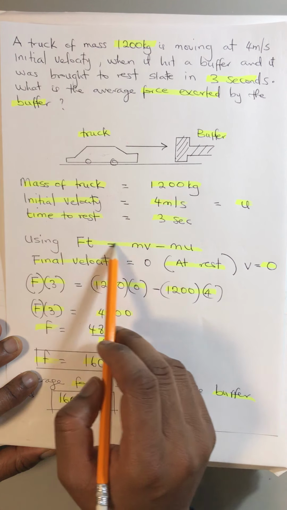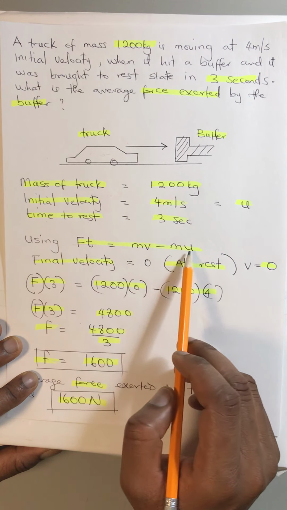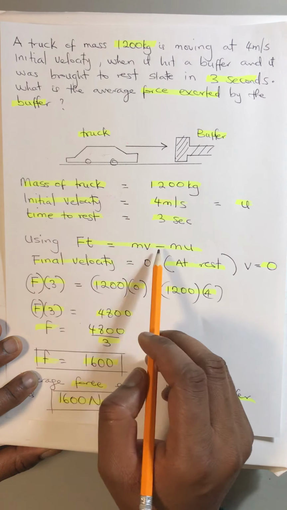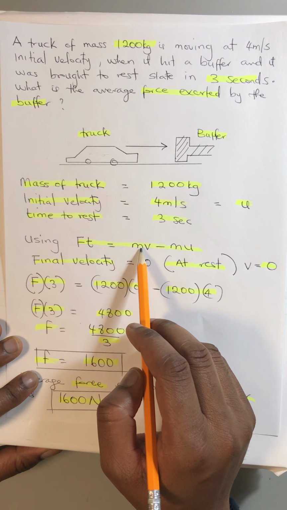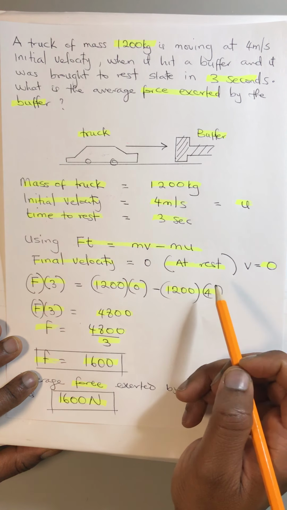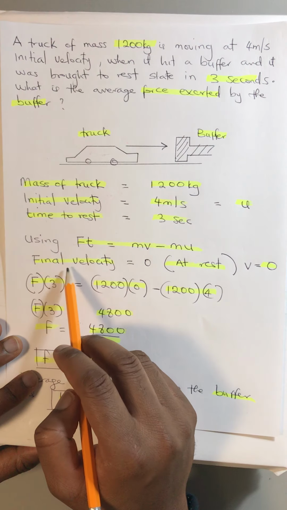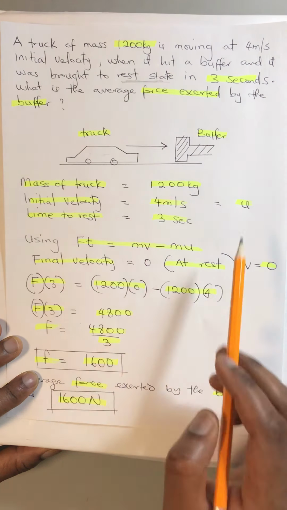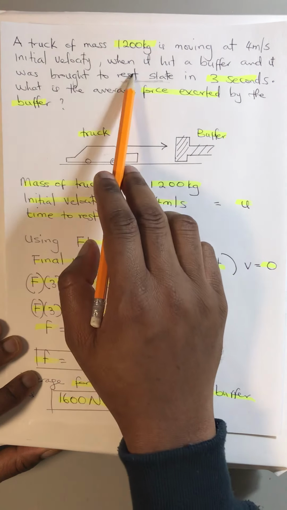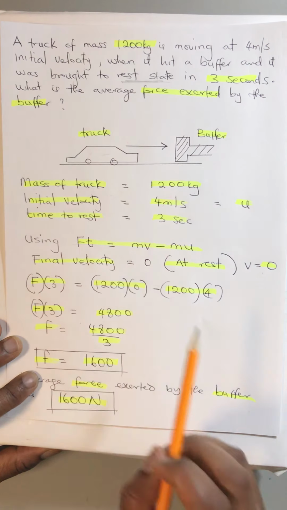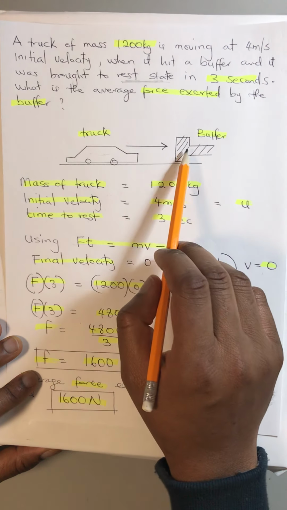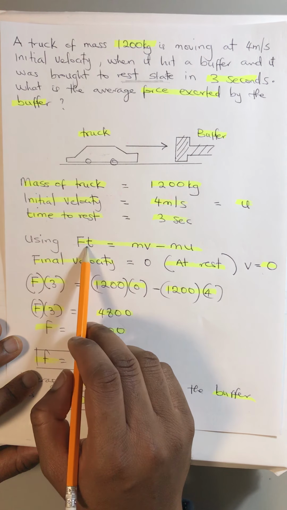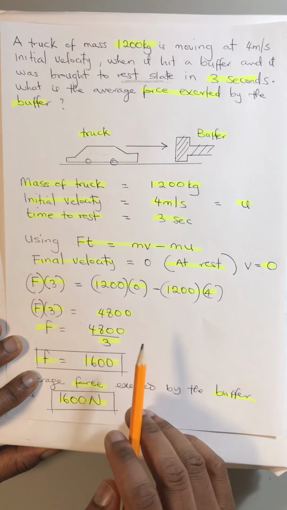Now, by using the impulse formula, which equals Ft equals mv minus mu. Don't let us forget that our final velocity when the truck was brought to rest becomes 0. So the final velocity, v, is 0, because it was brought to rest in 3 seconds due to the buffer impact. So therefore, Ft equals mv minus mu.